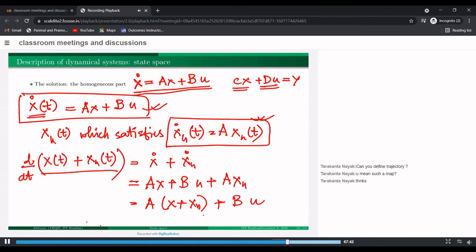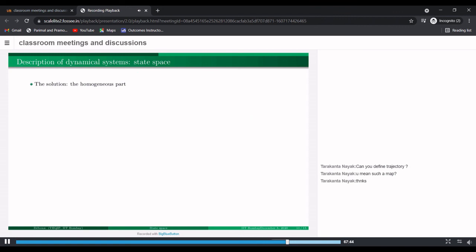So what I'm trying to say here is that if x is a solution, then x plus x_h is also a solution. This is the first part of the statement, and the second part of the statement is that every solution.